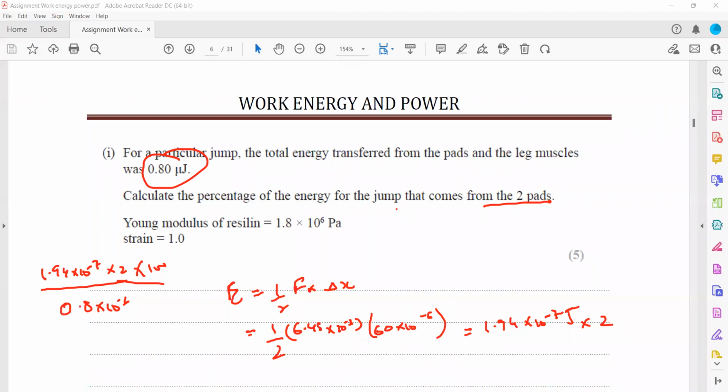So when we simplify, about 48.6% of the energy for the jump is coming from the legs or the pad. Is it clear? Question 6, part C1.